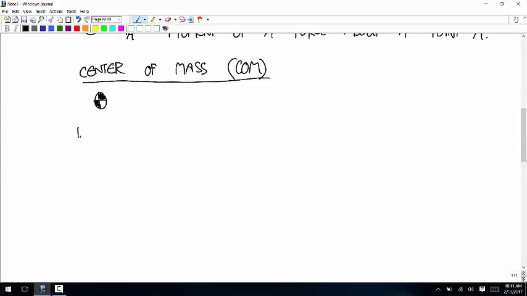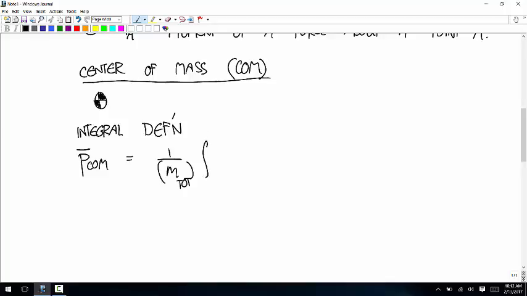The definition of the center of mass is based on an integral, and it looks like I'm not even going to do an integral calculation. We're just going to use formulas that come from this integral definition. But the position of the center of mass is 1 over the total mass times the integral over the entire body, so let's say over the whole mass, of the position of each infinitesimal part times the increment of mass.